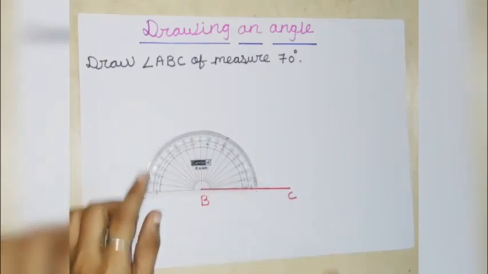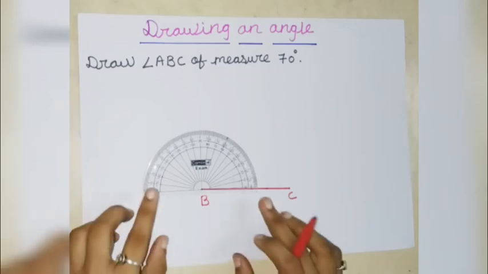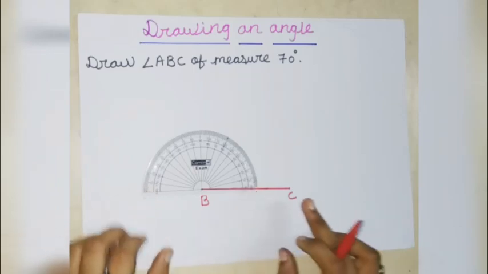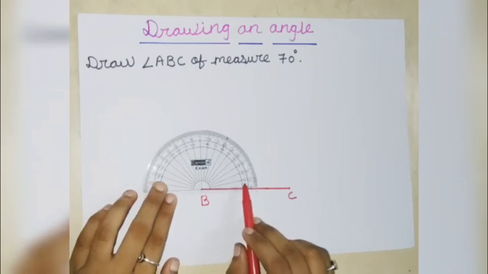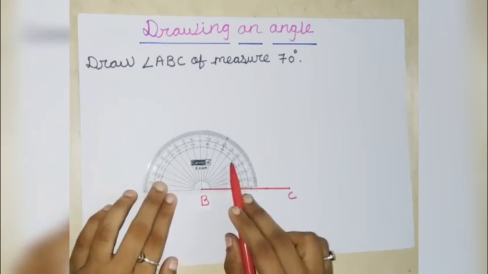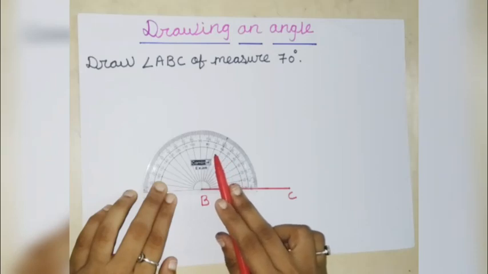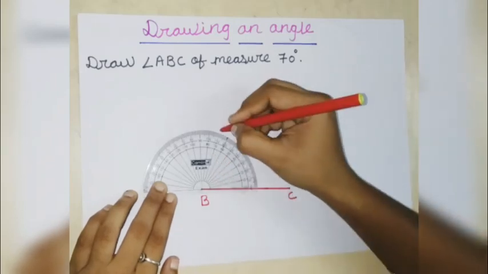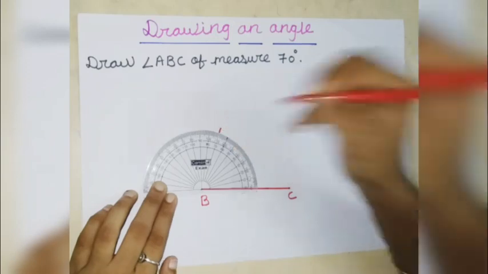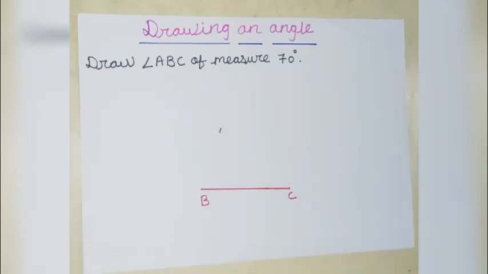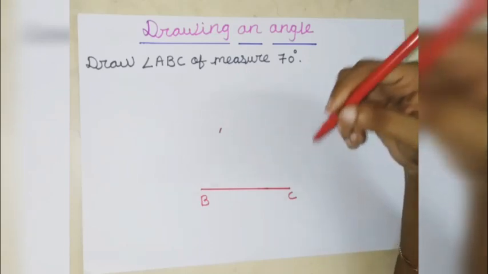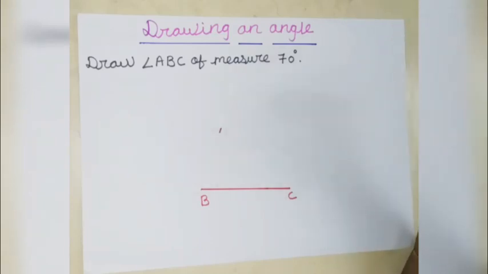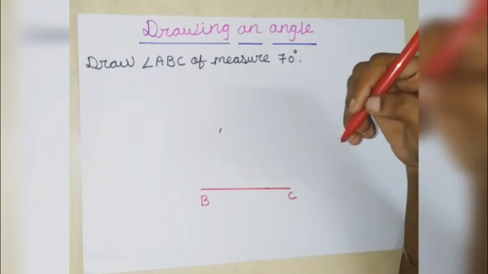Okay, children. Now tell me, where is our another point? Here. So start counting from here. 0, 10, 20, 30, 40, 50, 60, 70. Mark here. Children, here I am going to use sketch pens. Why I am using sketch pens? Because so that you can see this clearly. But you will use pencil.